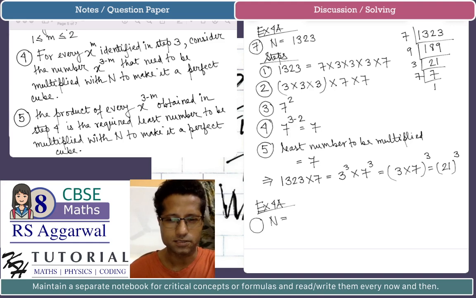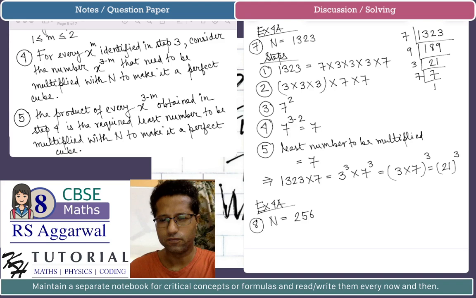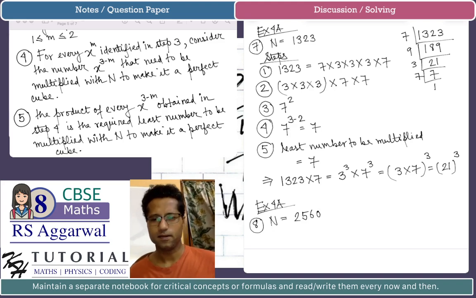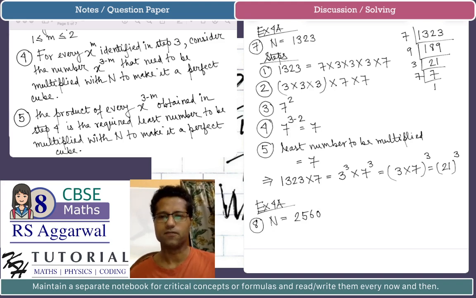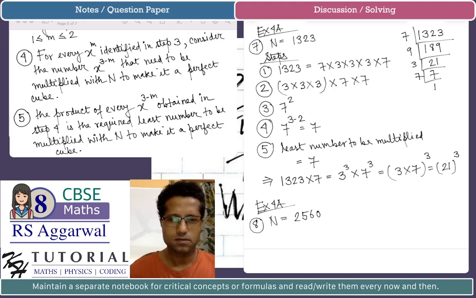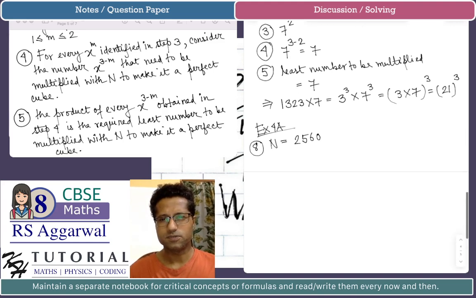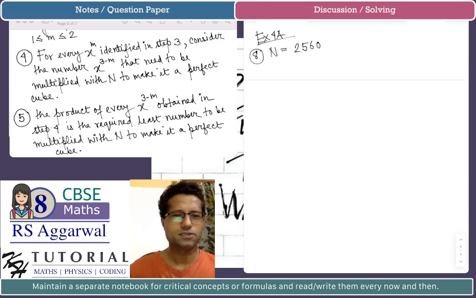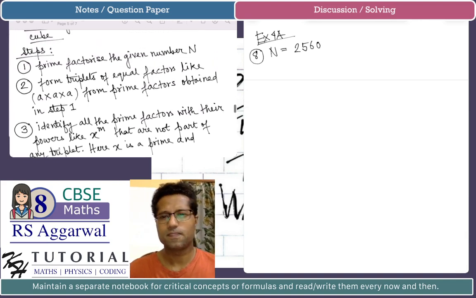So in exercise 4A, let's do problem number 8, where the given number is 2560. We have to find the least number that needs to be multiplied with 2560 to make it a perfect cube. Okay, so let's follow the steps.